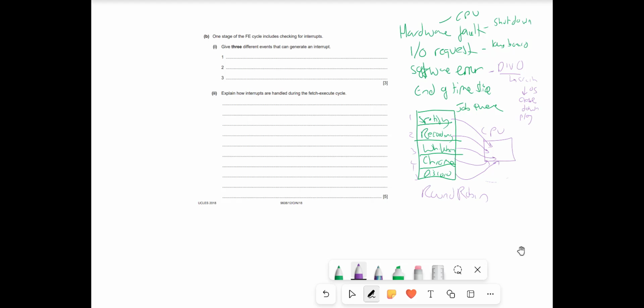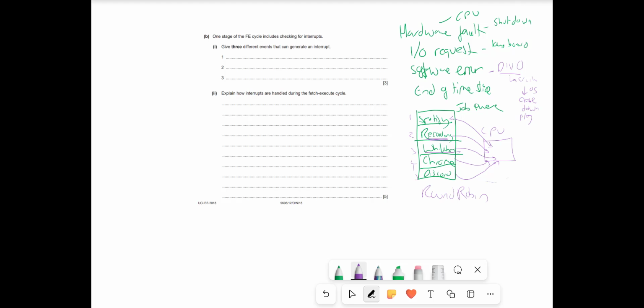Once that 10 seconds is up, the recording software will interrupt the CPU and say, yep, it's my turn now. After 10 seconds, the whiteboard will be like, yo, it's my turn, so I'm going to interrupt. And that is literally another way things can be interrupted.